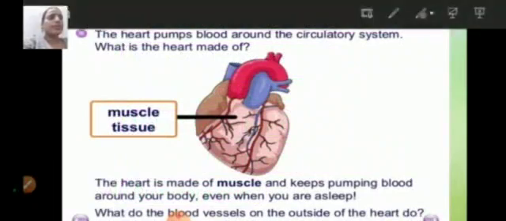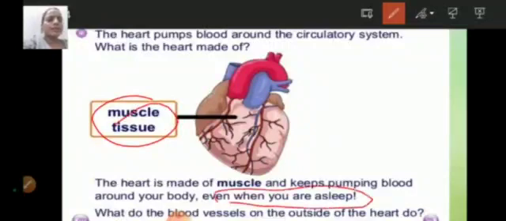This pumping organ, that is the heart, is made up of muscle tissues. The heart is made up of muscles which keep on pumping blood around our body even when we are asleep. And these muscles are cardiac muscles.